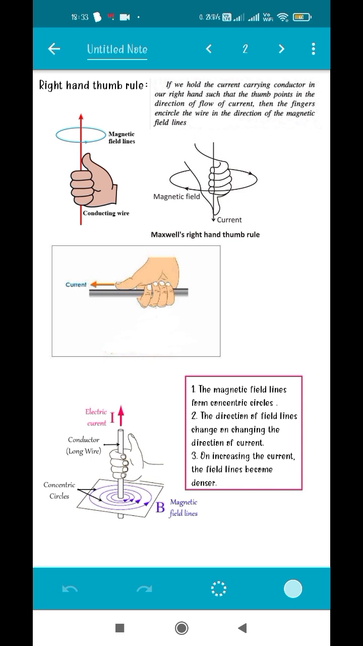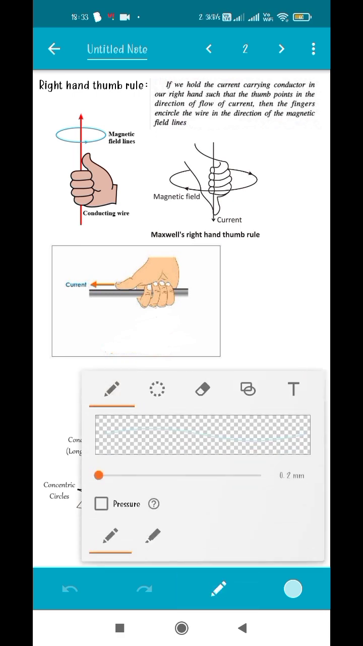The first rule that we are going to learn is the right hand thumb rule. So let's see what its statement is. If we hold the current carrying conductor in our right hand such that the thumb points in the direction of flow of current, then the fingers encircle the wire in the direction of the magnetic field lines. So just see the first figure. The person is holding the current carrying wire in such a way that his thumb is pointing in the direction of the current.